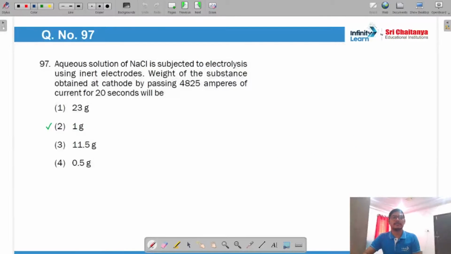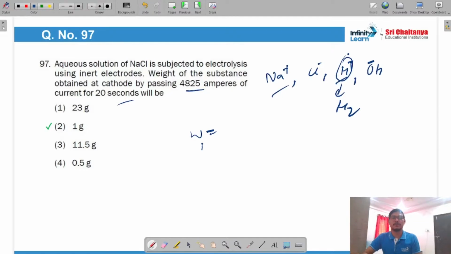Aqueous solution of NaCl is subjected to electrolysis using inert electrodes. Weight of the substance obtained at the cathode by passing this. So it's simple. When aqueous solution of NaCl is electrolyzed, the ions present are these, and at cathode, what happens out of H plus and Na plus? H plus undergoes reduction. Now the mass of the hydrogen deposited is ZIt.